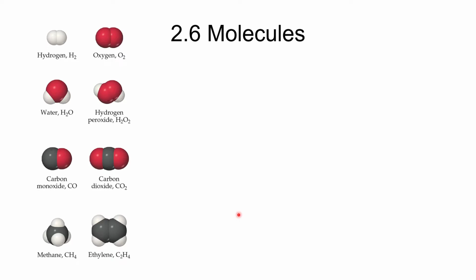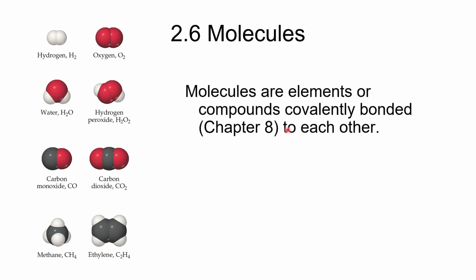All right, so the next thing that we want to look at is molecules, and we want to differentiate between molecules and non-molecular substances. So when it comes to molecules, these have covalent bonds. So they're elements that are connected by covalent bonds. And here are some examples of some molecules.